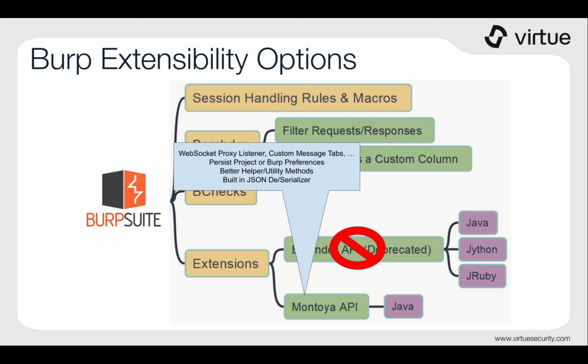We're going to focus on Montoya API. It's recommended that that's the API that you use to write new Burp Suite extensions. And that API only supports Java, at least directly. So you can't necessarily write Jython or JRuby, although I've heard some people talking about ways in the Discord where that might be possible, but I haven't actually seen it fully fledged. So we're going to focus on extensions and Montoya API.